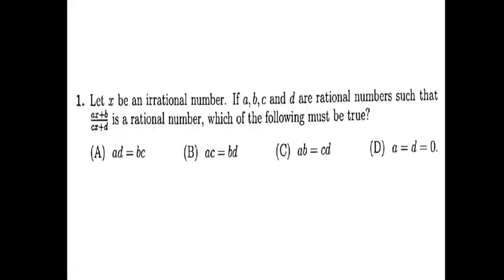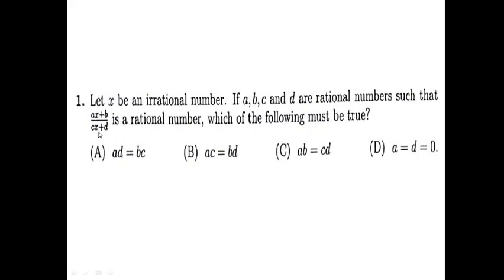So let's start. X is an irrational; A, B, C, D are rationals, so that (Ax + B)/(Cx + D) is a rational. Which of the following is true? See, Cx + D will also be an irrational number. Why? Because C has been multiplied by an irrational number, it makes Cx an irrational number, and you add D to it, which again has no effect.